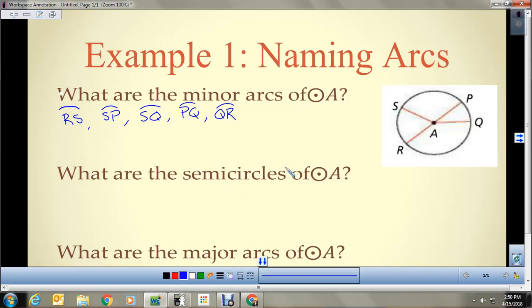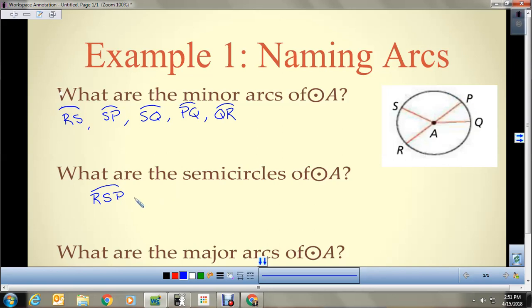Now what is a semicircle? So if we look here, we have 2 semicircles. RP is a diameter. It goes from one side to the other of the circle, and it goes to the center. To name a semicircle, we need to decide, am I going this way to get from R to P, or am I going to go this way? So that's where we have to describe that third letter. So we're going to say RSP. That tells me I'm going to start at R, I'm going to go through S, and I'm going to stop at P. So I'm going to go to this side of the arc.